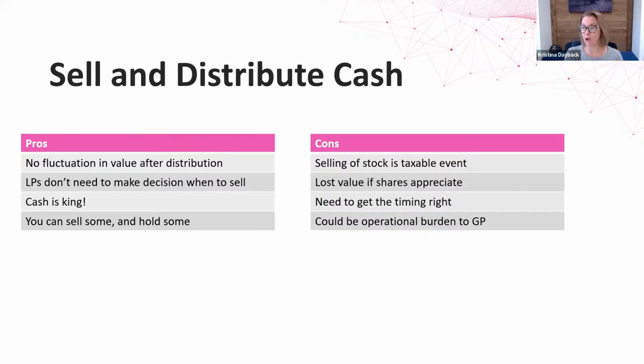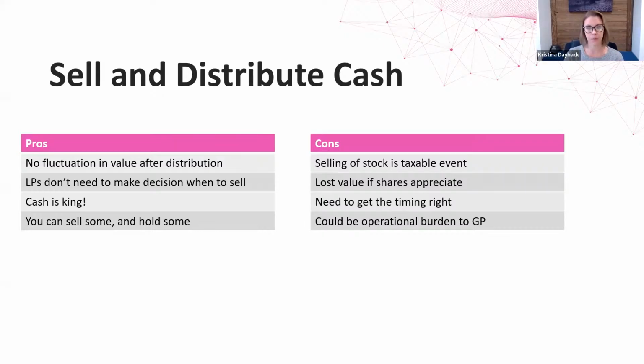That also takes the LP's decision away, which, like I said before, if your LP base isn't as investment savvy, that might be the right decision. They might appreciate that. And cash is king. Everyone likes getting cash. And then you can also have the ability to sell some of your shares and hold on to the other, and it gives you a little bit more flexibility in that aspect.